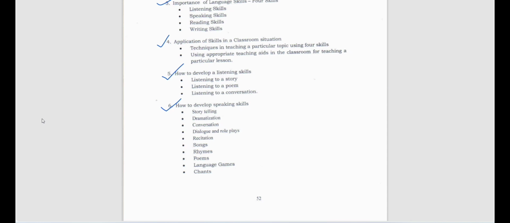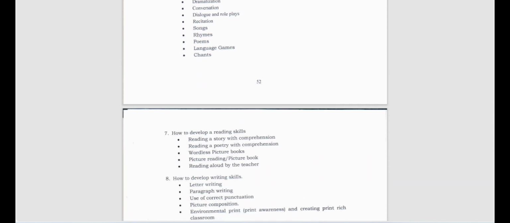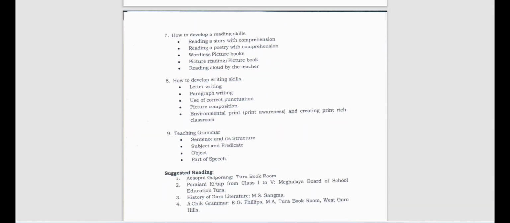Now poems. Many of you like to read poems, so you develop your speaking skills there. Then language games. There are different types of language games. Then chants. There can be different types of chants which you can use in order to develop your speaking skills. All right, now let's go to the next. What we have here, see, this is the end.